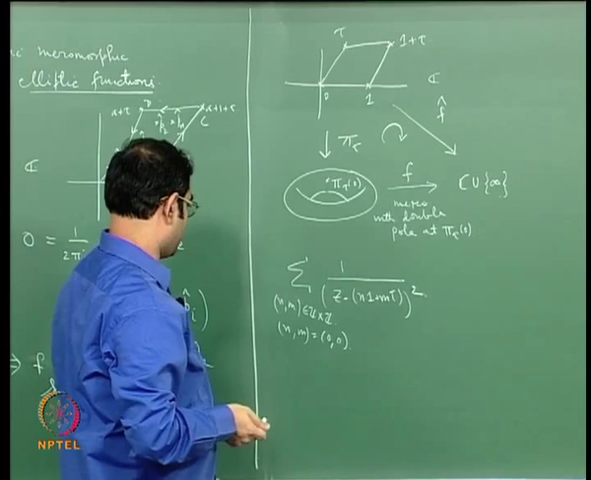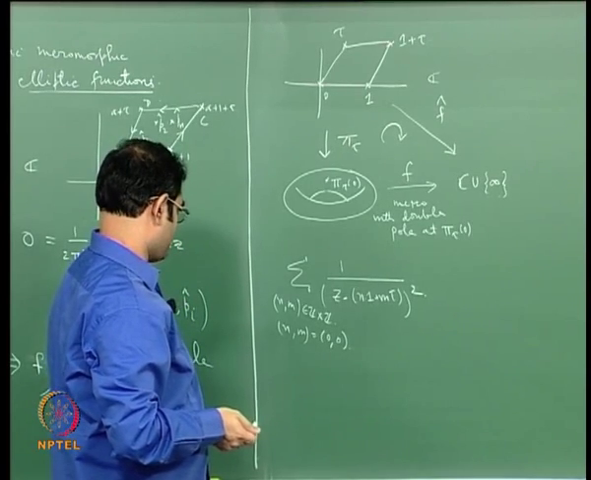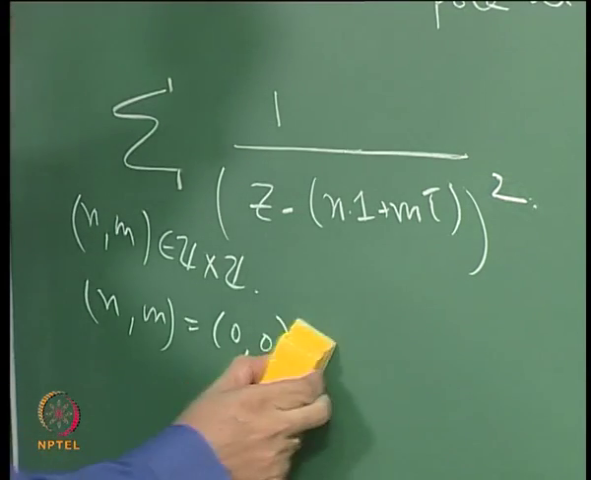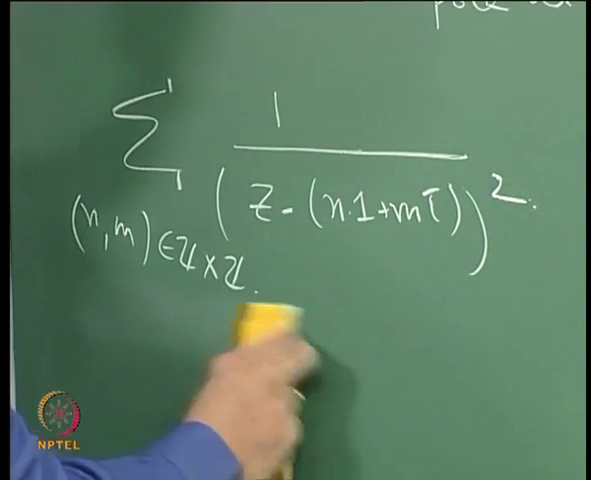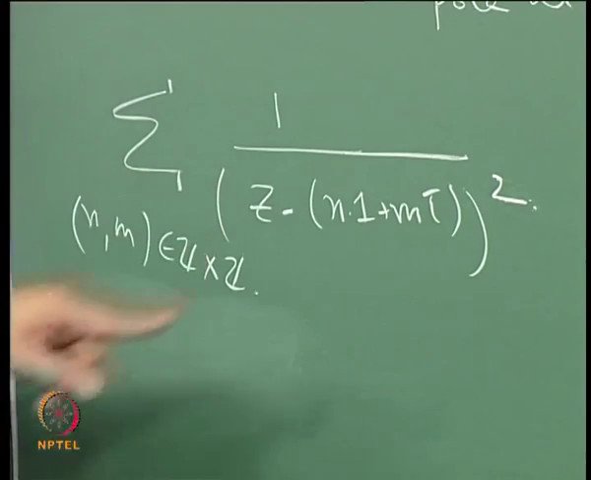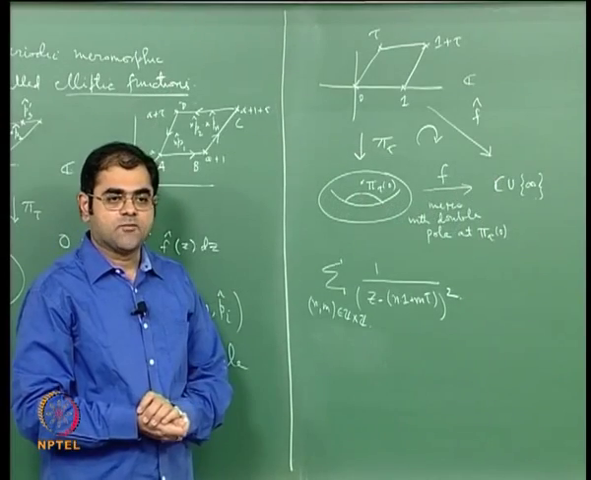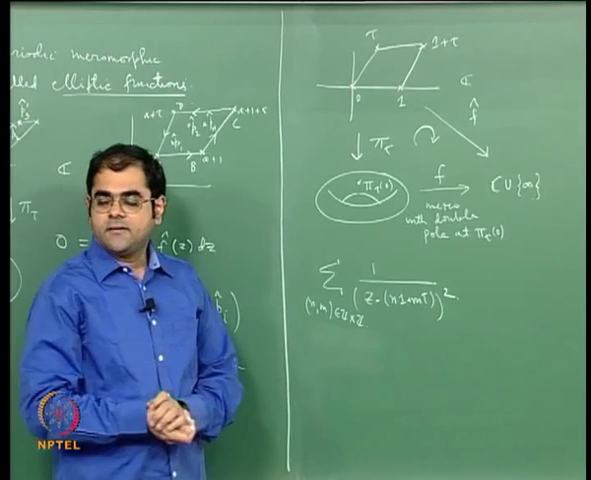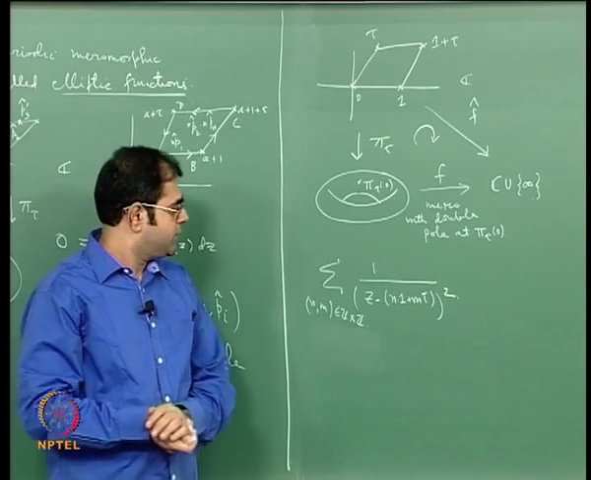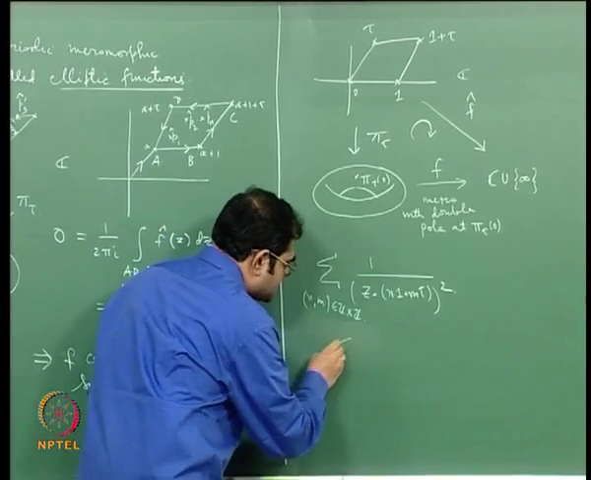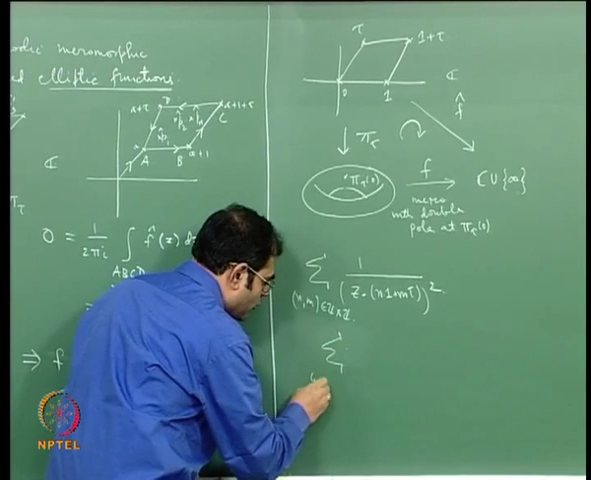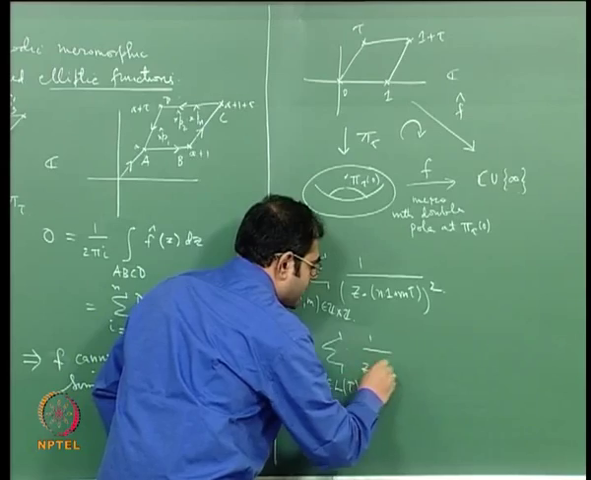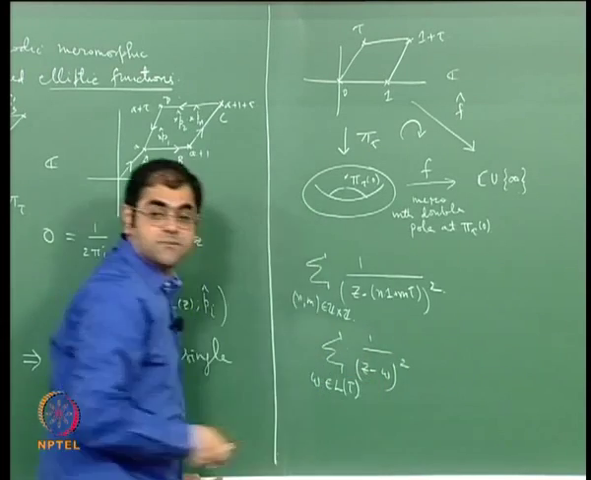Well, n comma m can be 0 comma 0 also, I mean that's not a big deal. I'll get 1 by z squared, I'll get a pole of order 2 at the origin, that's all fine. But then, you know, this summation becomes just a summation, if I write it as omega in the lattice, 1 by z minus omega the whole square. This is what the summation becomes.